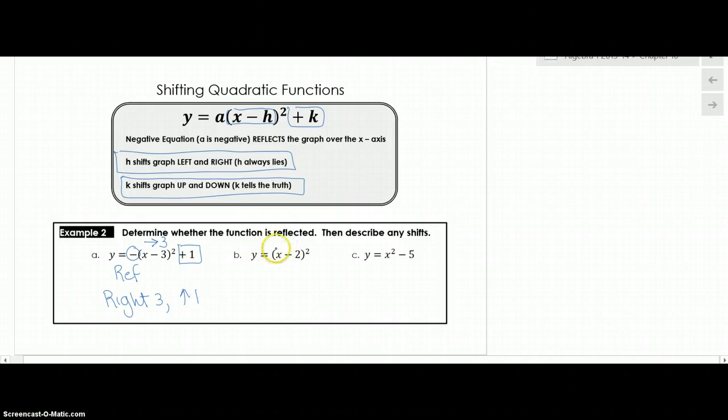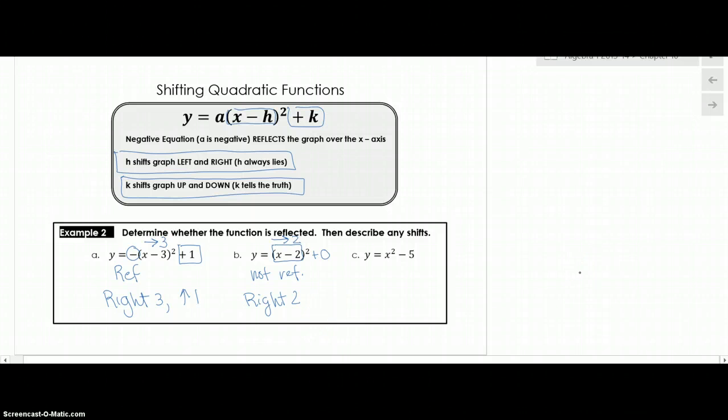Example B is positive out front here, and so we are not reflected. We're going to look at h. H is with the x. It's x minus 2, which would imply left, but it lies. So we're actually going to go right 2. And then there's nothing for k, so we could really say plus 0. That means that it's not going to shift up or down.